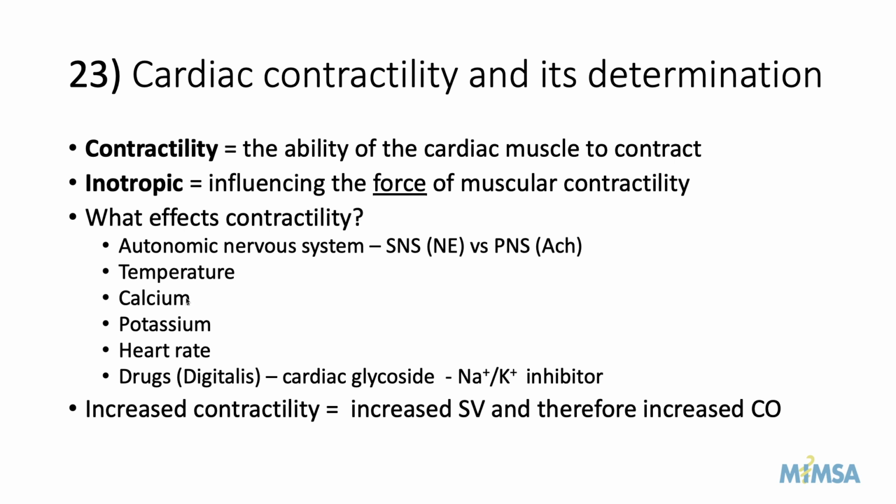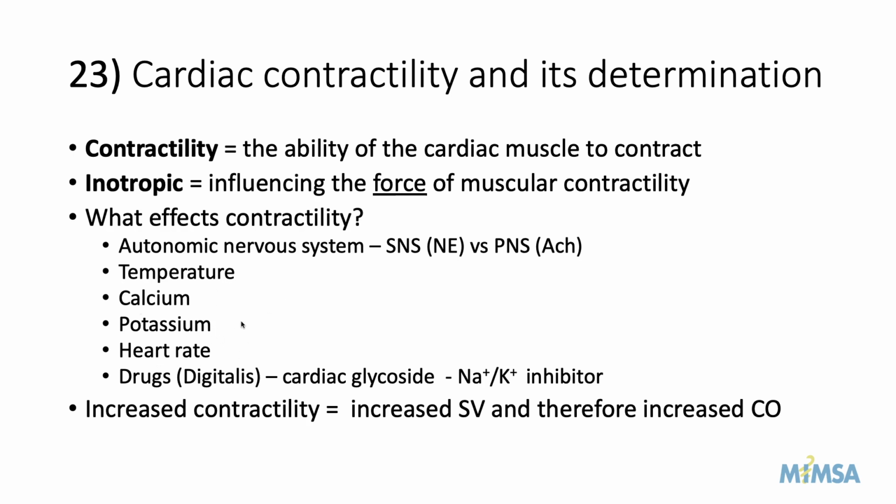Calcium, as we talked about: if you have a higher calcium concentration, then obviously the contractility is increased. However, if you have hypercalcemia, it can actually cause spastic contraction, so that's not good. And if you have hypocalcemia, that means you have less calcium in your blood. That would mean the contraction will be weaker because there'll be less extracellular calcium. And then potassium.